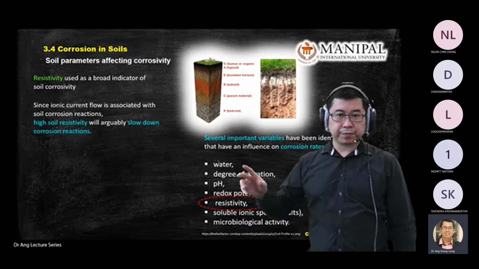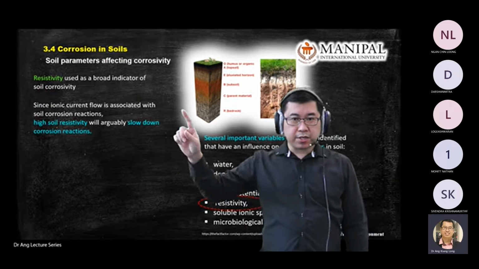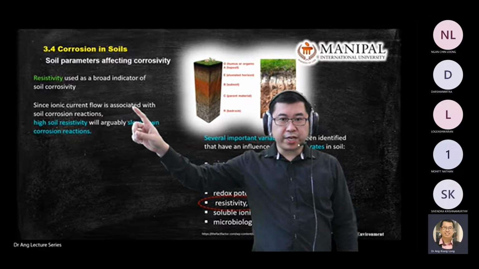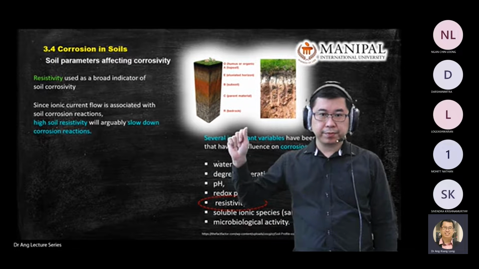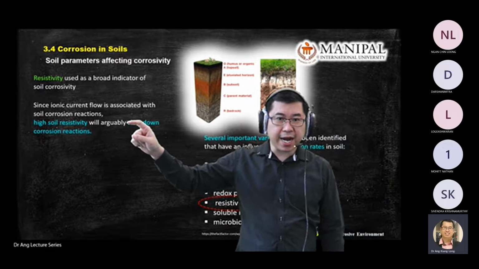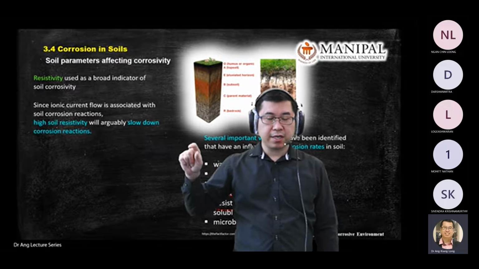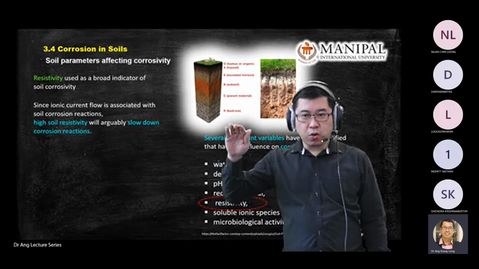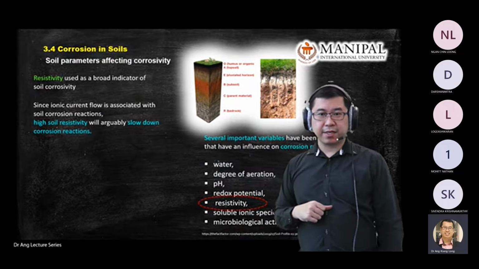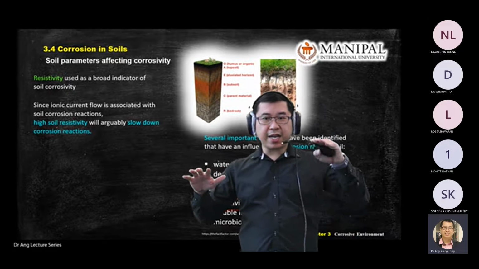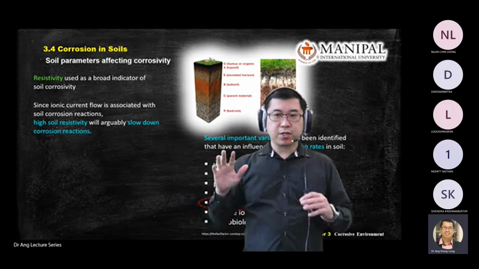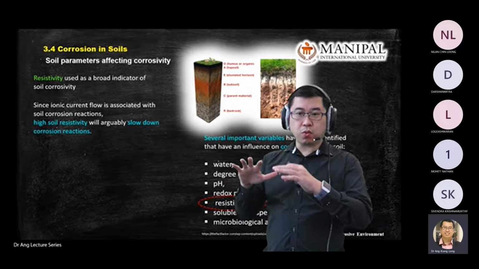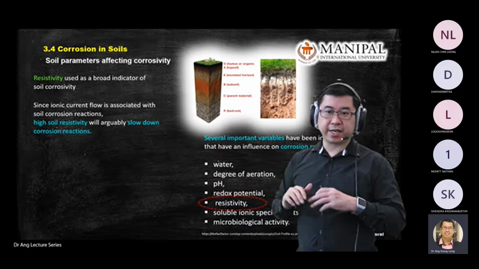Okay, so resistivity links up with the ionic current flow. So if you have a high soil resistivity, meaning there is low corrosion activity there. High resistivity means you are able to resist corrosion, which means there is a lower corrosion rate in that soil.